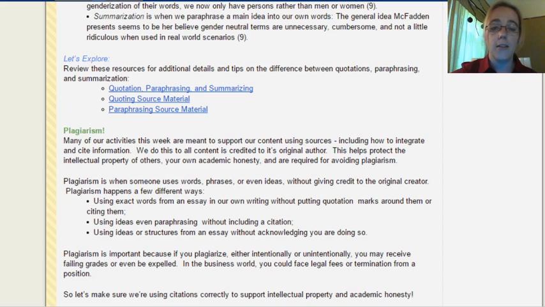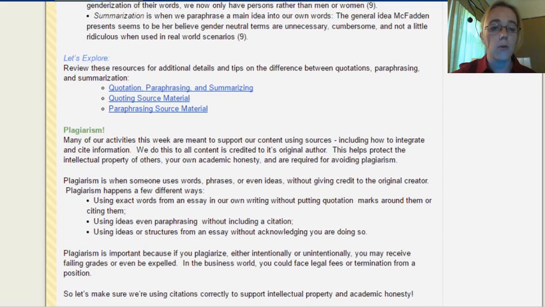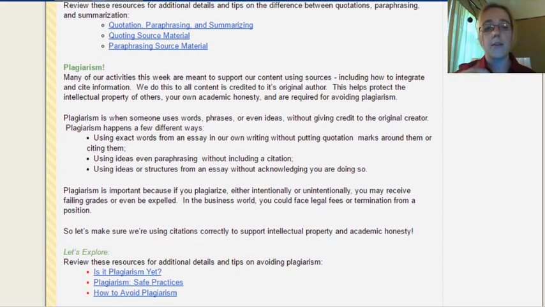And then under Let's Explore, of course, there are some additional resources supporting and detailing quotation, paraphrasing, and summarizing with some excellent examples and practice activities.